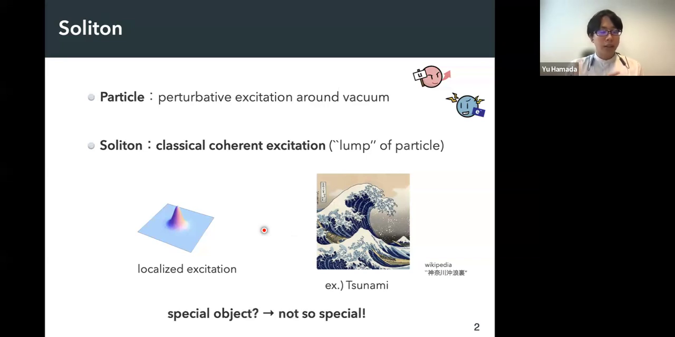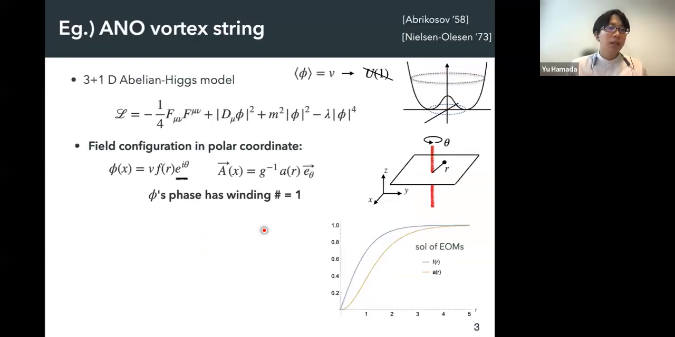So this is a well-known example. You may think that a soliton is a special object and rare in usual theories, but actually it's not so special. Instead, it's ubiquitous in quantum field theories. So let me briefly review one simple famous example of a soliton, called the Abrikosov-Nielsen-Olesen string, or ANO string in short.